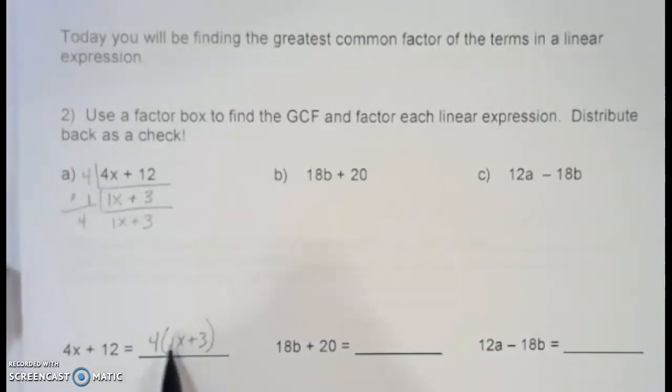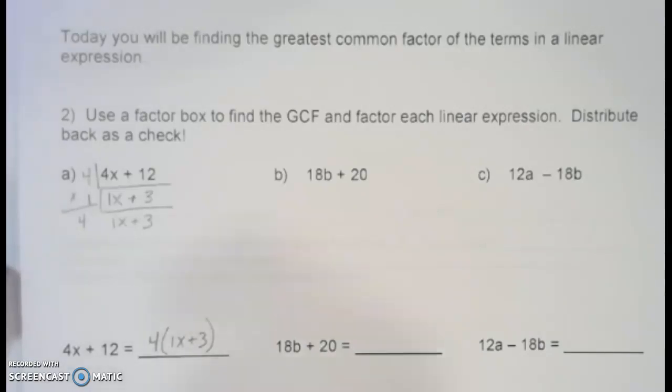If I did 4 times 1x, that would give me the 4x, and if I did 4 times 3, that would give me the 12. And so what I've done here is factor the expression completely. 4x plus 12 is the same as 4 times, in parentheses, 1x plus 3.